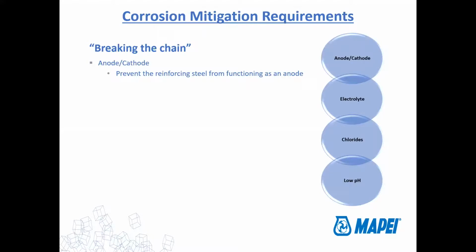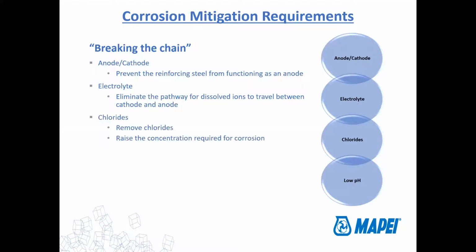What I like to think of it as is breaking that corrosion chain. If we can prevent the reinforcing steel from functioning as an anode at a given location, for example, by using galvanic anodes or rebar coatings, which we'll talk about, we can actually prevent the corrosion from happening. So getting rid of the anode and cathode is one way to address corrosion in the field. Another way is to eliminate the electrolyte. If we eliminate the pathway for the ions to travel between the cathode and the anode, the corrosion cell is going to stop. So elimination of the electrolyte would be a great way to break the chain.